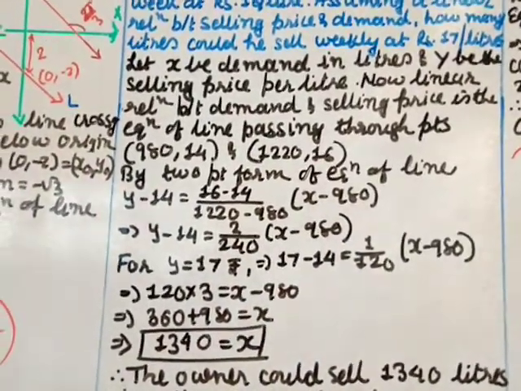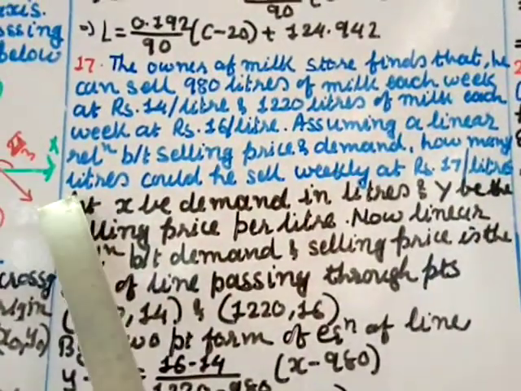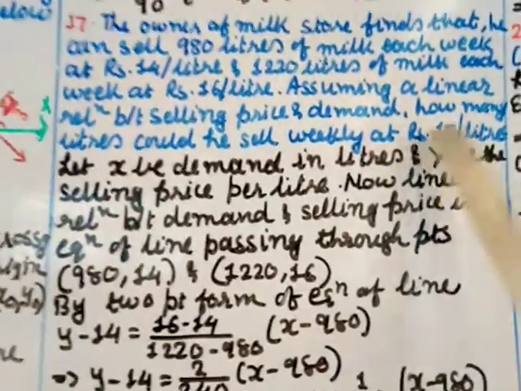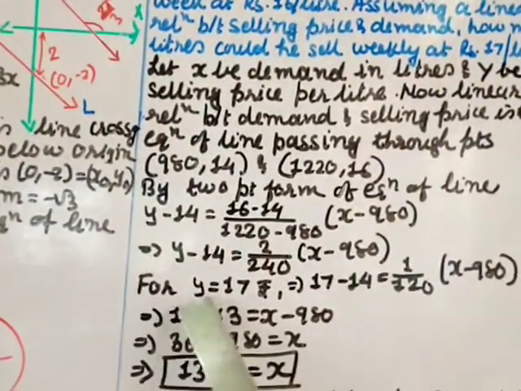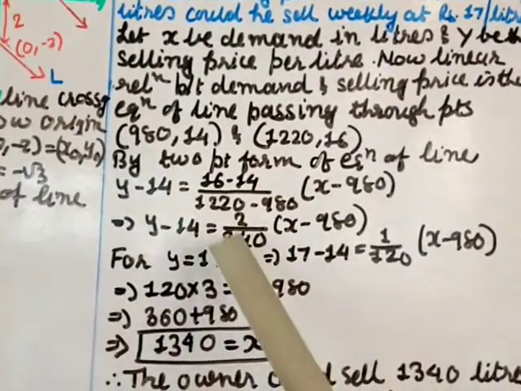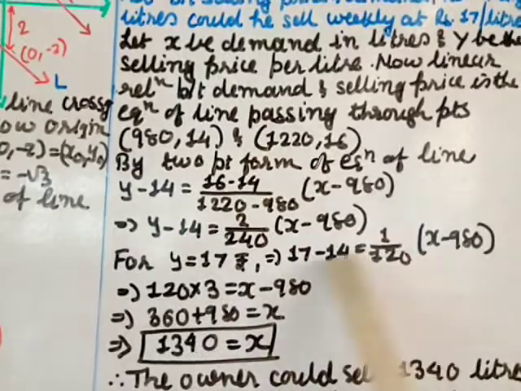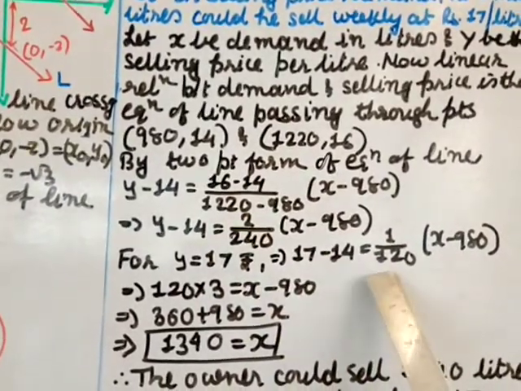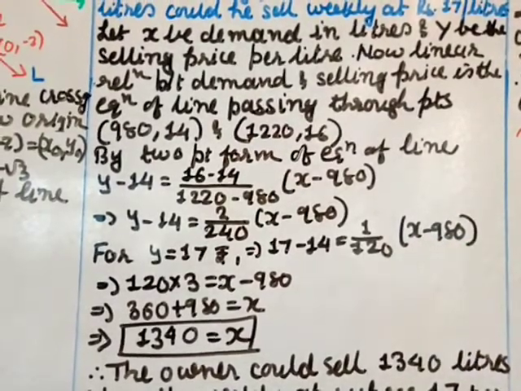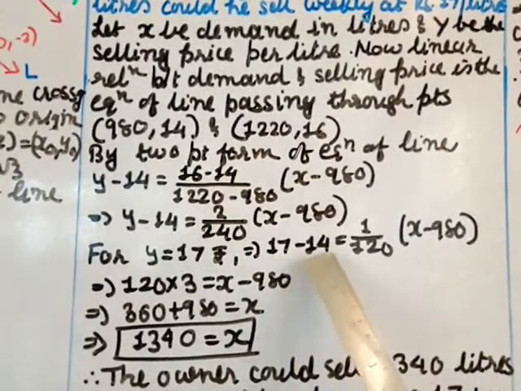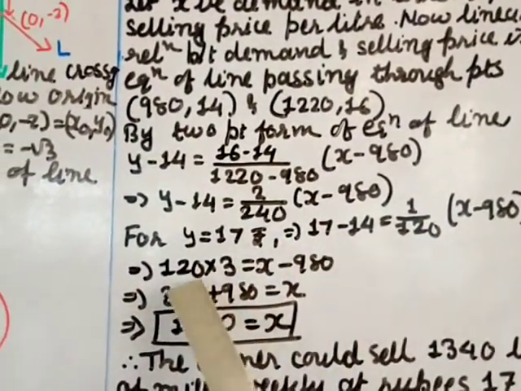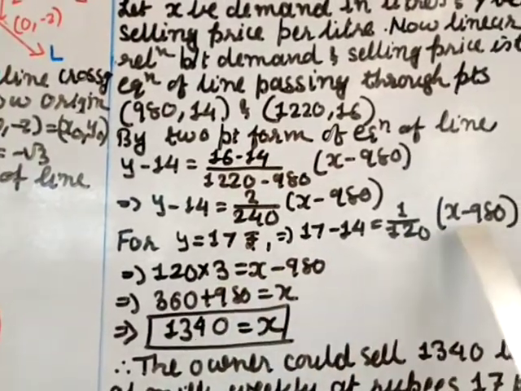Now what they have given us is that you have to find how many liters he could sell weekly at rupees 17 per liter. So this y value is given and you have to find the x value. So for y equal to 17 rupees, put y equal to 17, so 17 minus 14 equals, if I cut by 2 you get 1, divided by 240, if you cut by 2 you get 120, into x minus 980 as it is. Okay, now 17 minus 14 is 3, and this 120 if you transfer it will go in the numerator and multiply with the 3, and here x minus 980.